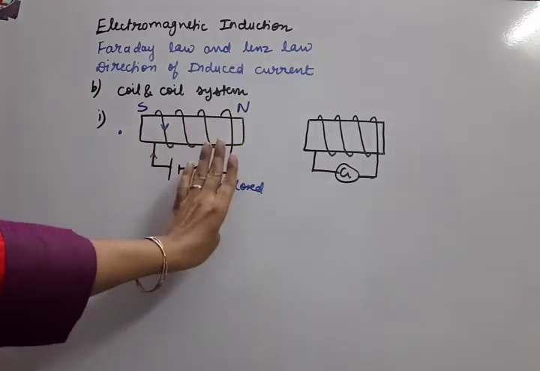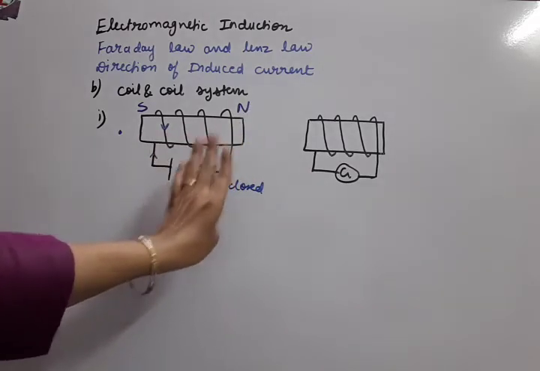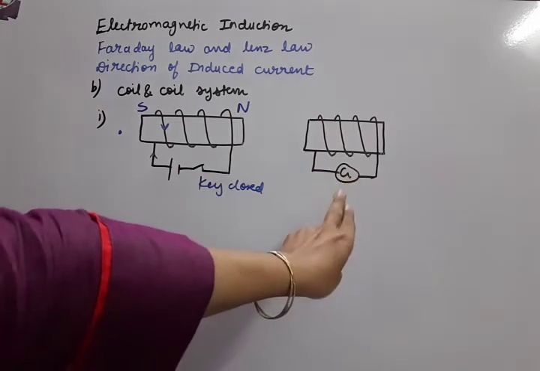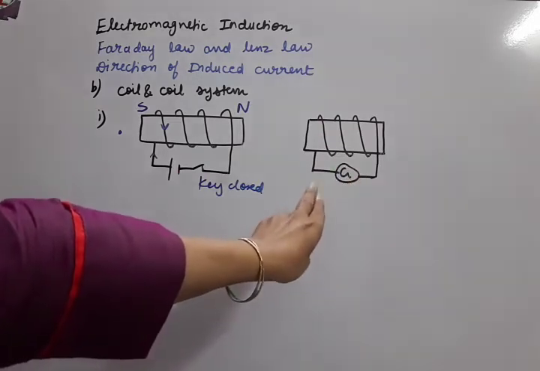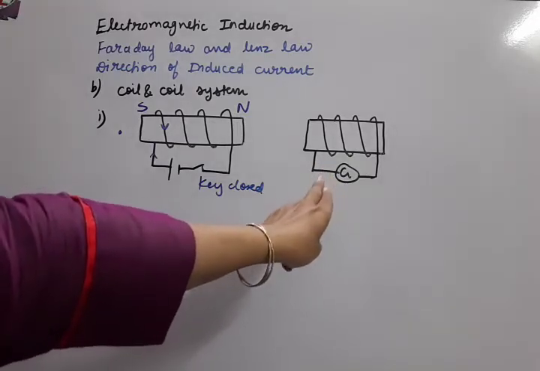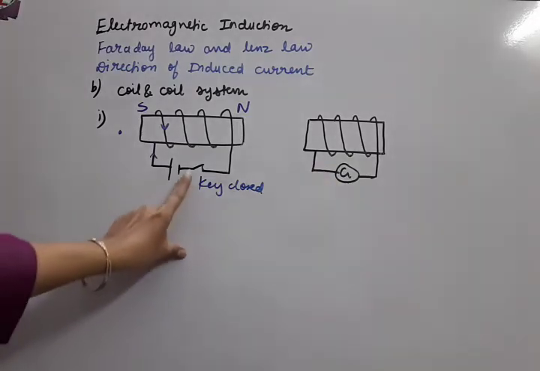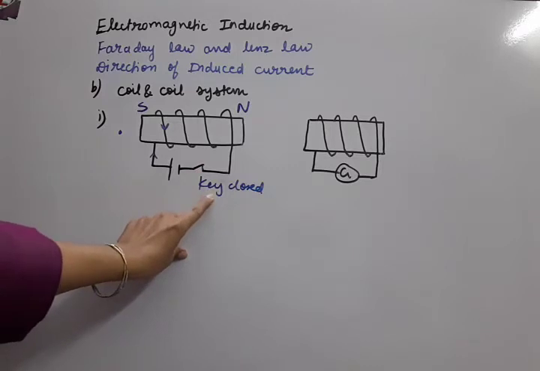Fine. Now this magnet is prepared already. Now let us find out the direction of induced current in this coil. So we need to see whether there is change of magnetic flux. Let us try, as soon as the key is closed.